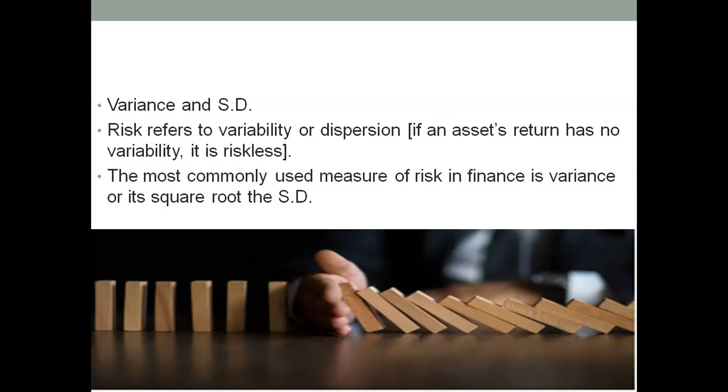Now, if there is a range, definitely this is the variability. So what is that range within which return lies? This is termed as the variability or dispersion. If there is no variability, we say it is riskless, simple. Whatever we expected, that was the return. So it's riskless. The most commonly used measure of risk in finance is variance, and its square root is the standard deviation.